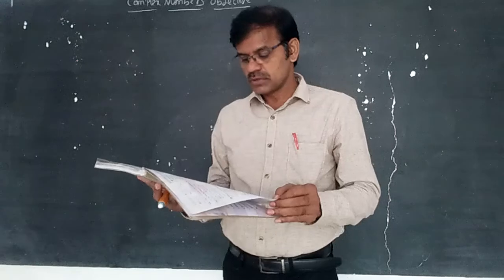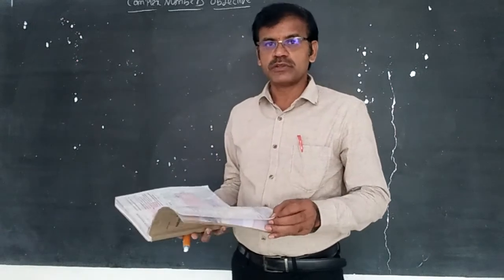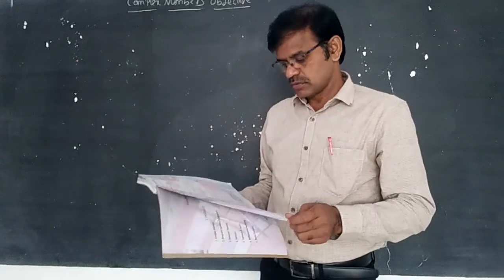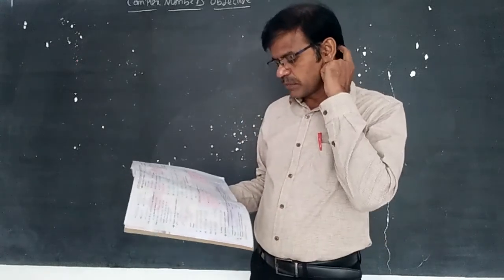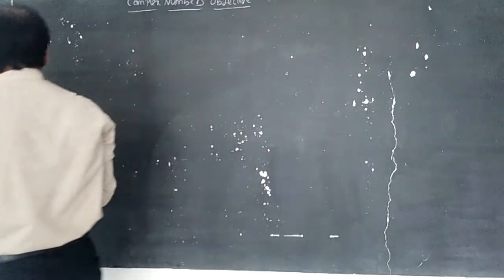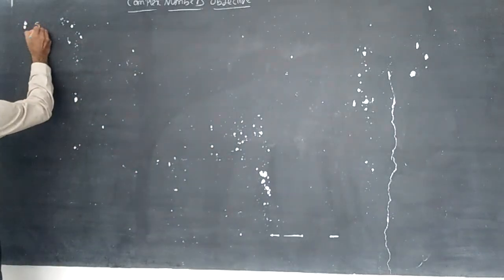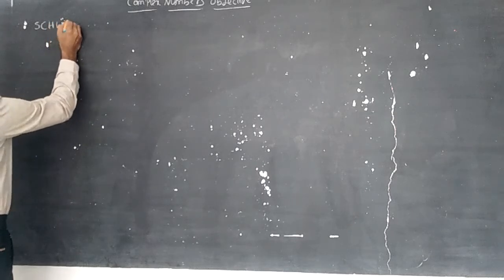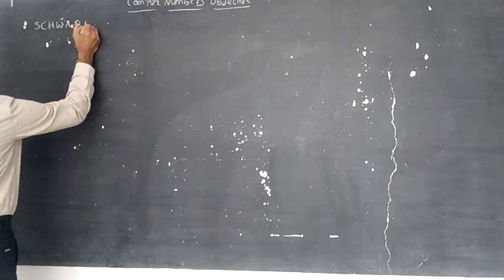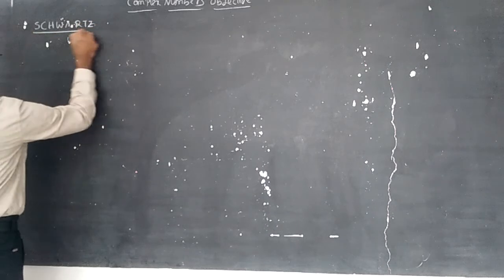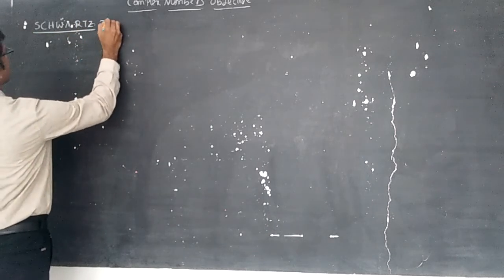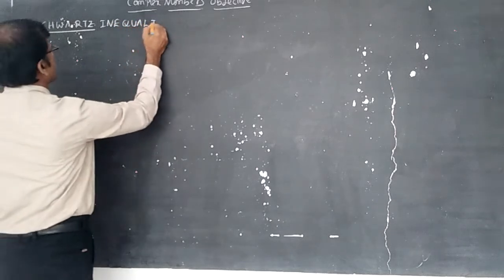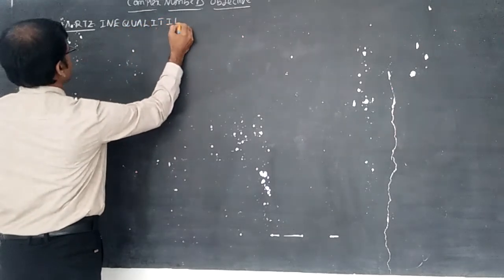Example 4 we have completed, regarding minimum and maximum values or extreme values using critical points of the complex number. Depending upon this, let us discuss today the Schwarz inequality. Schwarz inequalities.